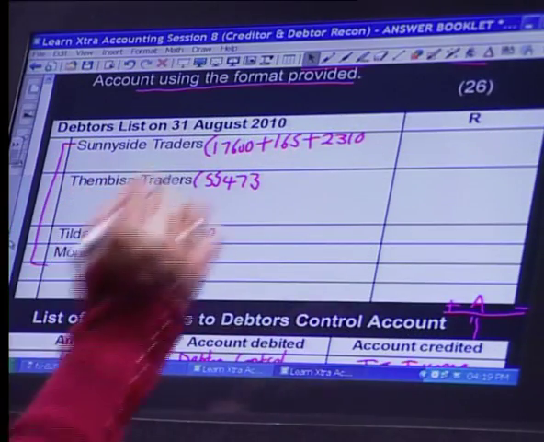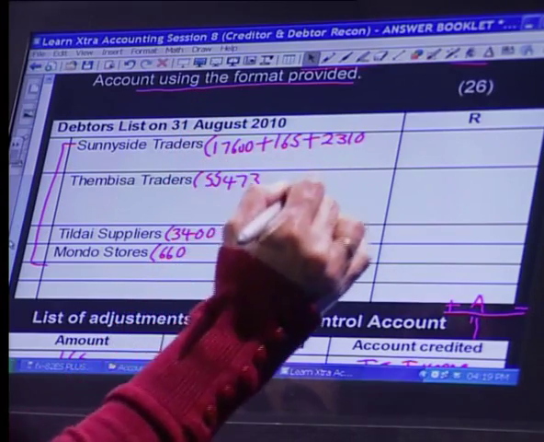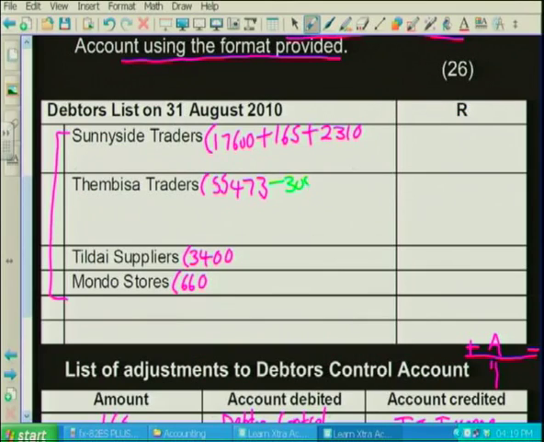Okay, so Tembisa Traders, credit, remember, a credit means we are obviously subtracting. So we're now going to subtract 3,080, and then we're going to subtract again 3,080. Can you add up these two amounts and subtract one amount? Yes, you can. Okay, absolutely fine. Or you can show it exactly the way I've shown it in brackets. Okay, right. Let's now move on to our next error.